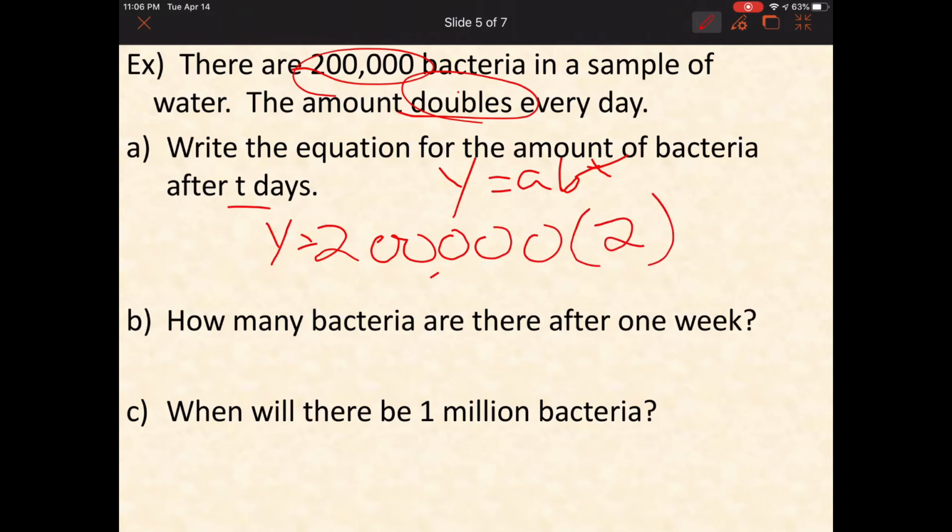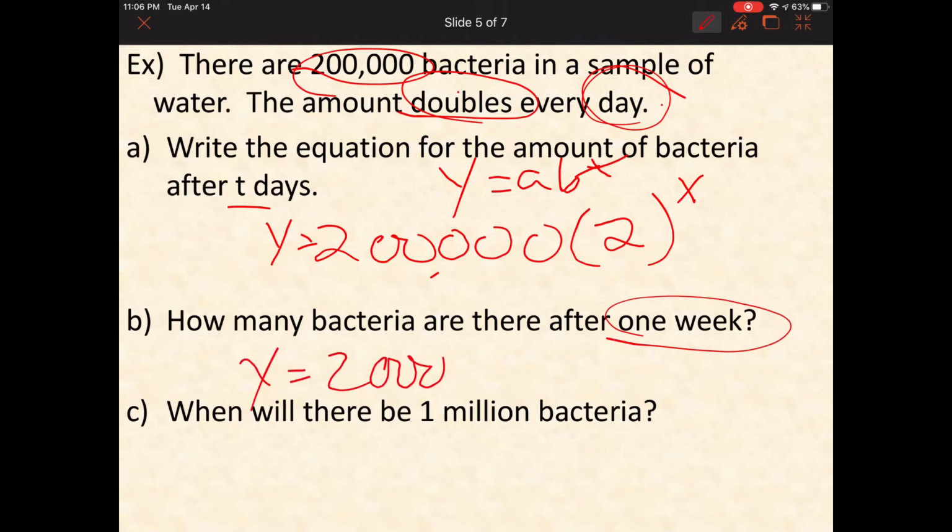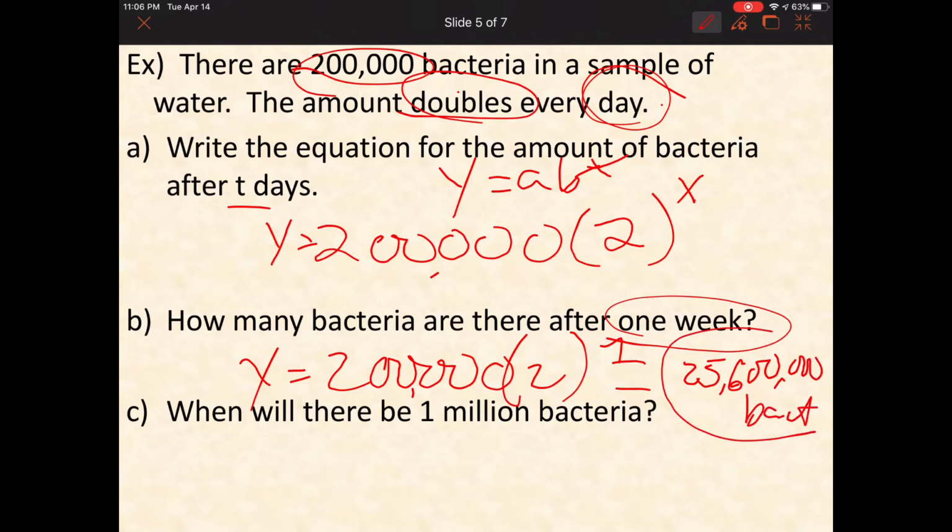Now I'm using parentheses here because this is going to be raised to an exponent. And remember before, we cannot multiply those two. How many bacteria in 1 week? How many days is 1 week? That would be 7. So y equals 200,000 times 2 to the 7. And that gives me 25,600,000 bacteria.